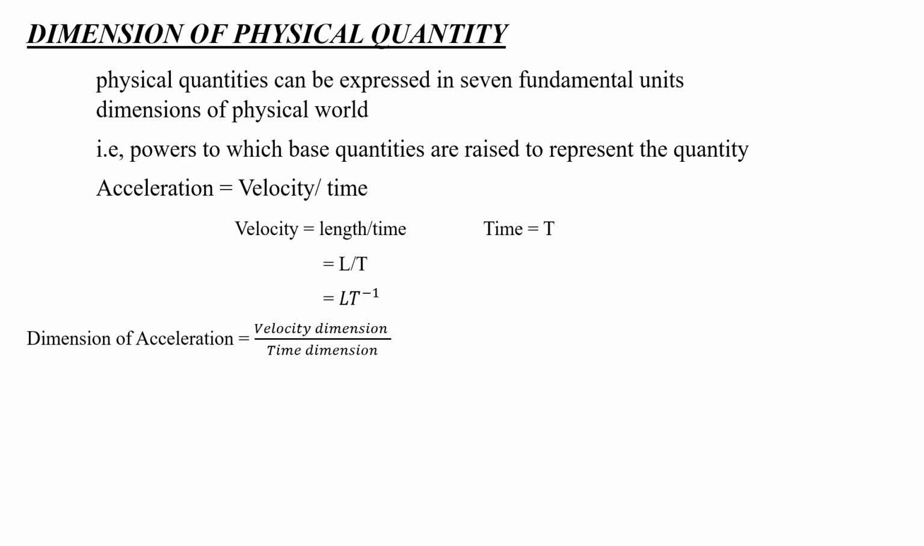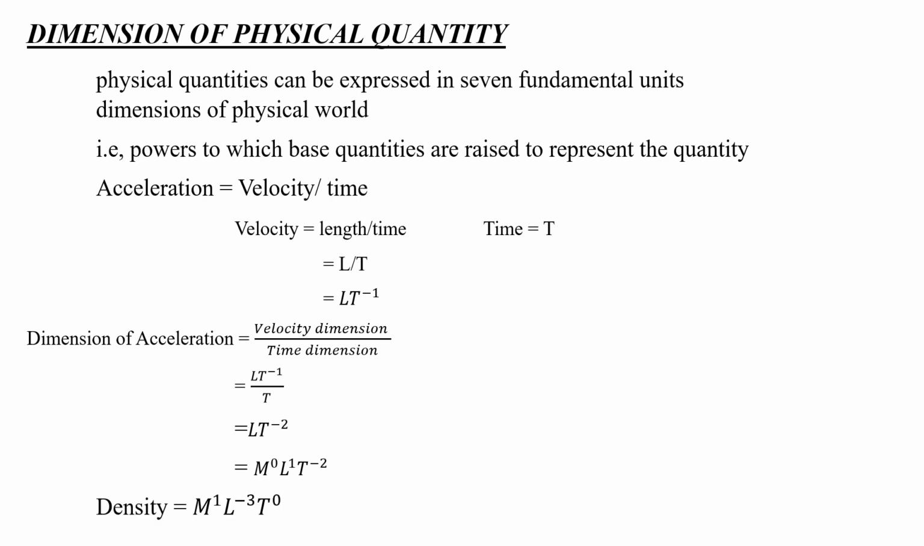So the dimension of acceleration will be equal to the velocity dimension divided by the time dimension. The velocity dimension is L T raised to minus 1 and the time dimension is T. So T is taken to the numerator and it becomes L T raised to minus 2. So mass will be 0, that is M raised to 0 L raised to 1 T raised to minus 2. Hence, the dimensions of acceleration are 0 in mass, 1 in length and minus 2 in time.